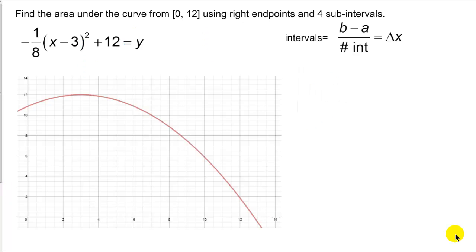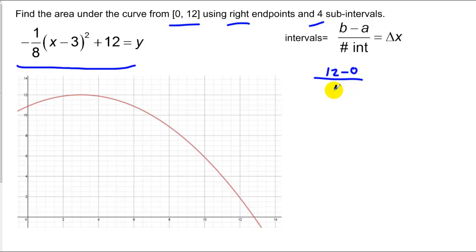So what we're going to do now is find the area under the curve from 0 to 12 of this parabolic function here using 4 subintervals and the right endpoint. To calculate these intervals, I take my interval of 12 to 0, subtract that, and since I want 4 intervals, I'm going to divide by 4, giving me a delta x value of 3.